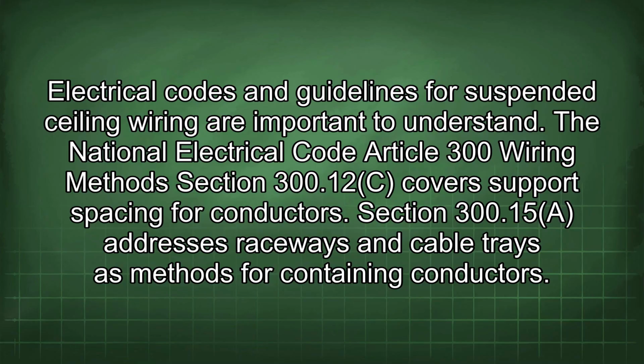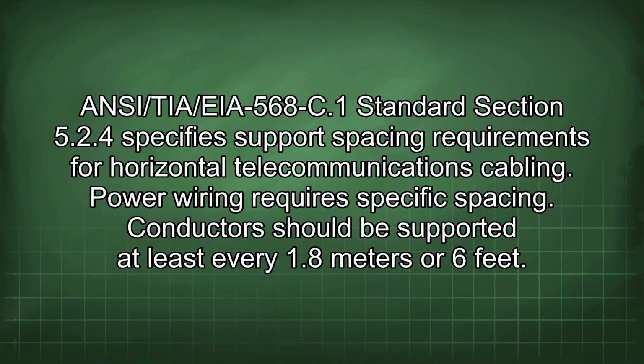Electrical codes and guidelines for suspended ceiling wiring are important to understand. The National Electrical Code Article 300 Wiring Methods Section 300.12(c) covers support spacing for conductors. Section 300.15 addresses raceways and cable trays as methods for containing conductors. ANSI/TIA/EIA-568-C.1 Standard Section 5.24 specifies support spacing requirements for horizontal telecommunications cabling.